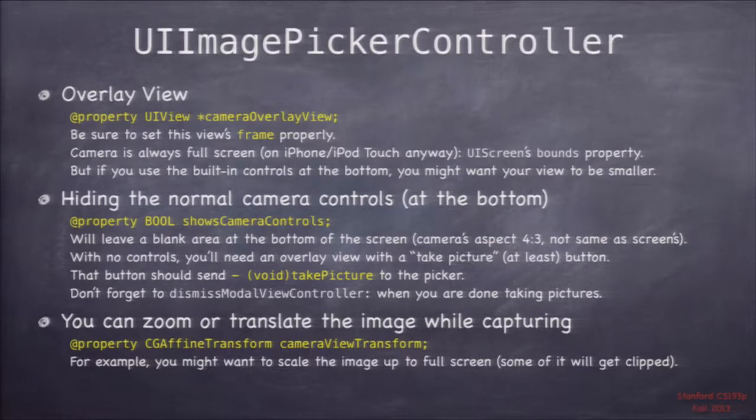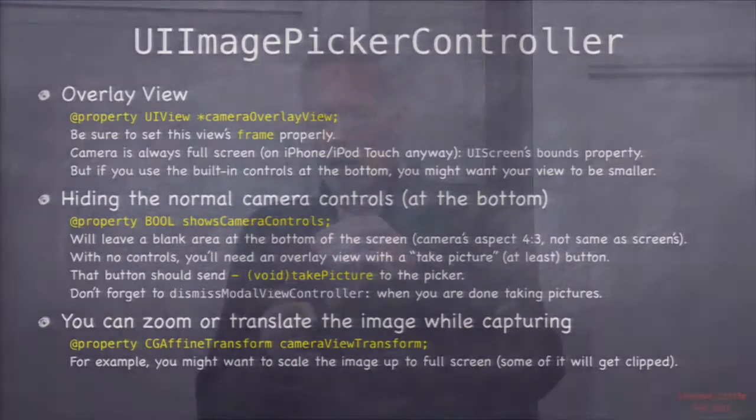See at the bottom there, camera view transform, in case you want the image that the person's taking, for example, to be scaled up to full screen, because the aspect ratio of the phone itself is not the same as the camera, so it won't be full screen. You'll see there'll be kind of some borders around it. Some people like to zoom it up to full screen. You could do the transform to do that.